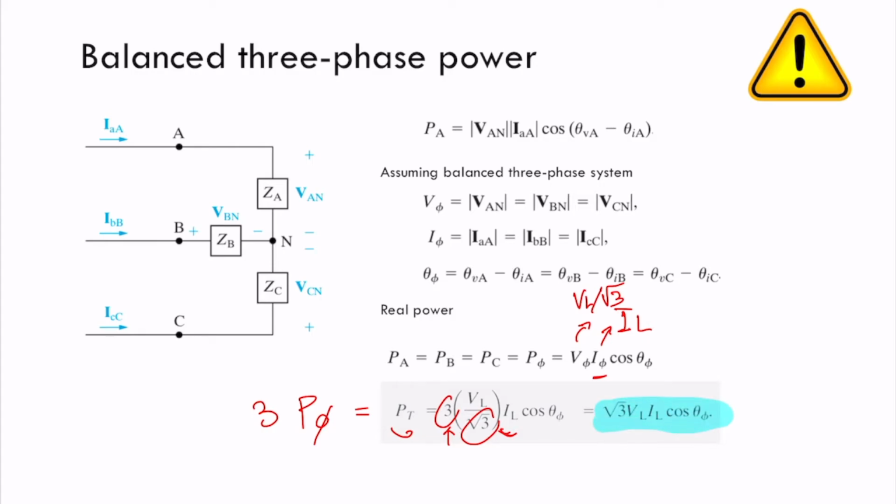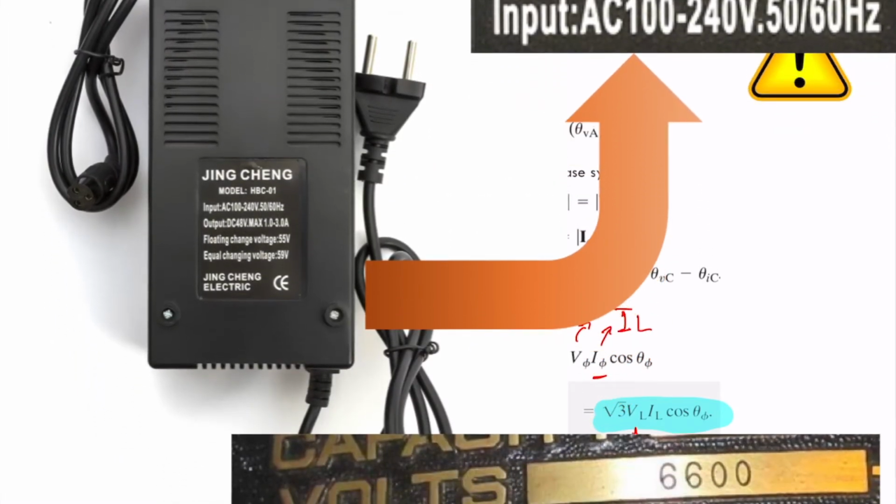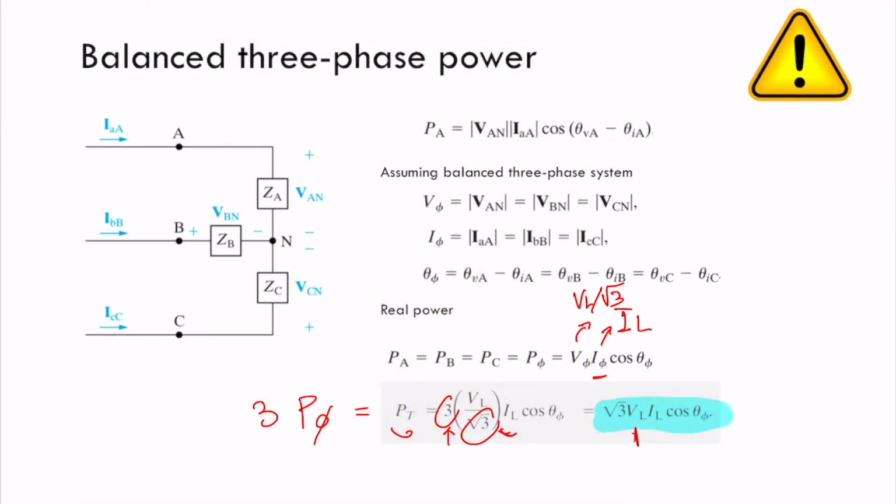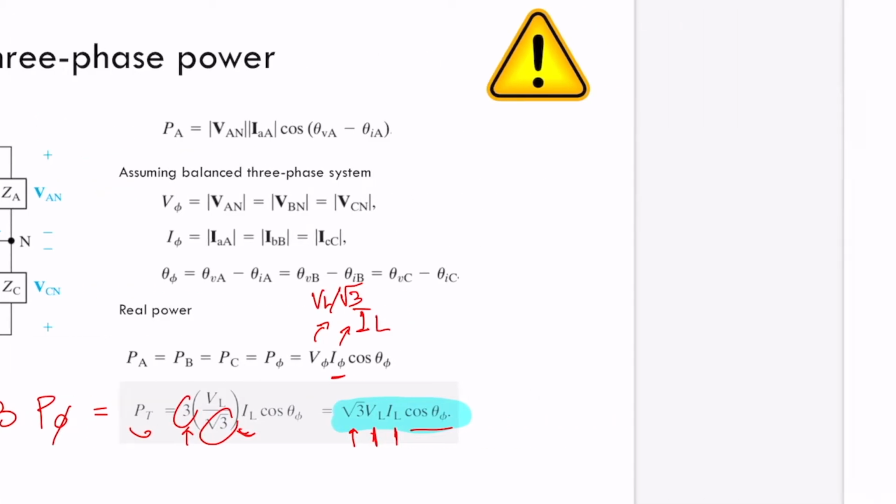So the total power is equal to square root of 3 times the voltage line to line, which is the typical voltage that you see in the specification of every machine or the data that you have from a transmission line, etc., times I_L, the current through the line, times the cosine of the difference of angles. This is the total power that we are sending to a balanced load.